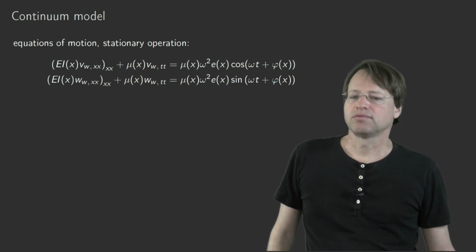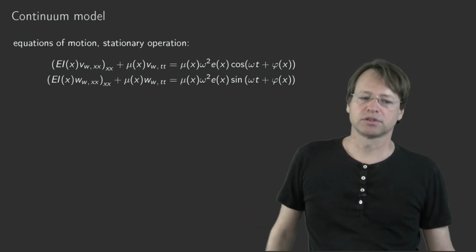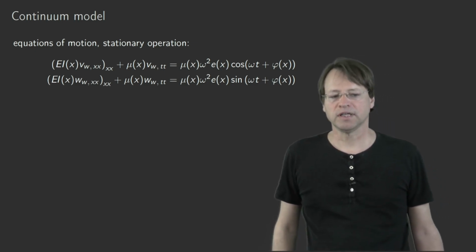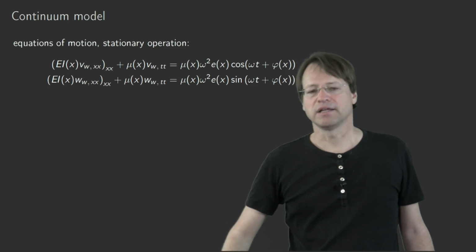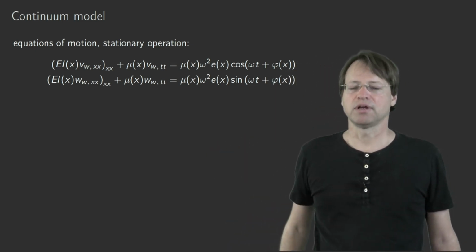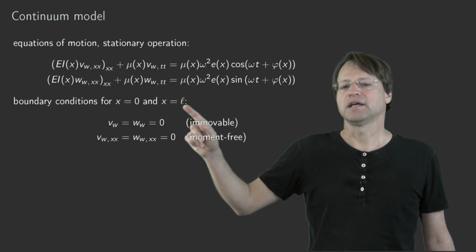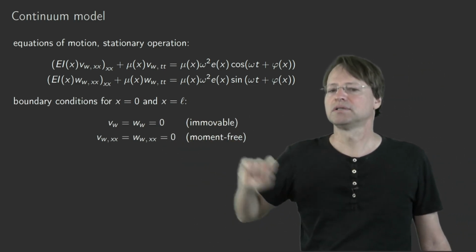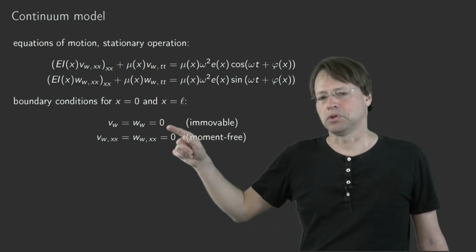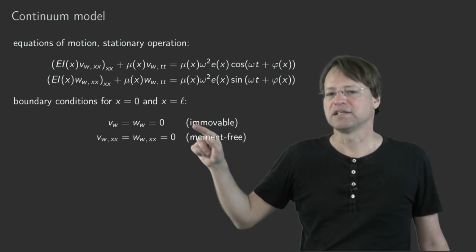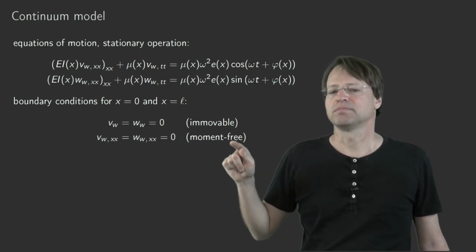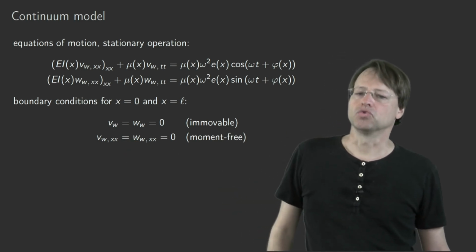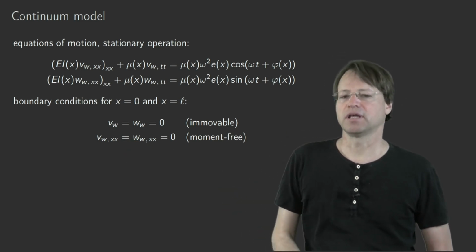In order to be able to solve these equations, we need boundary conditions. These boundary conditions refer to, for example, if the bearings are at the ends, the positions where you have the bearings. Let's assume they are at x equals 0 and at x equals L, and classical bearings, so they are immovable. So you really support your rotor by saying that the bending line has to vanish there, and they should be moment-free. So the second derivative with respect to space will also vanish there.